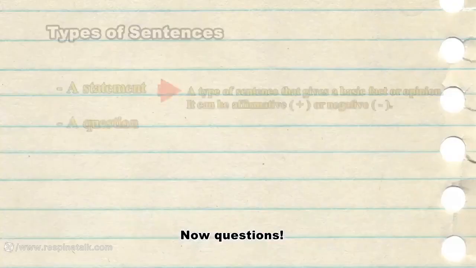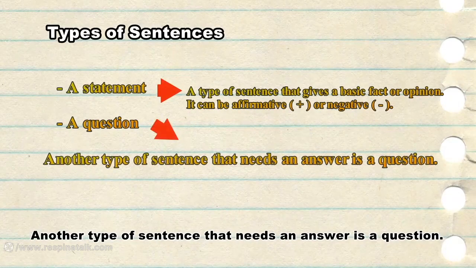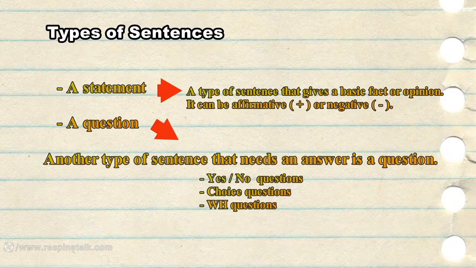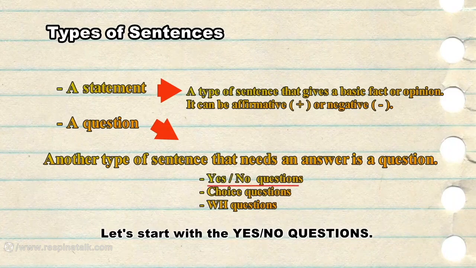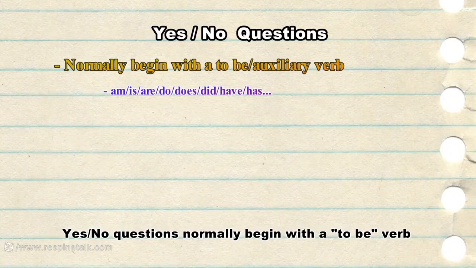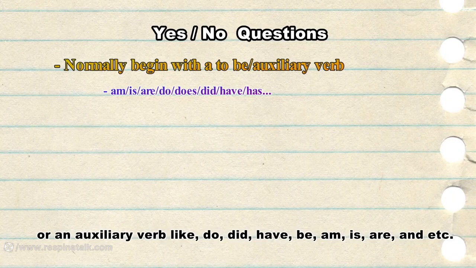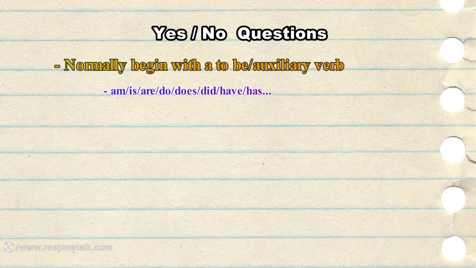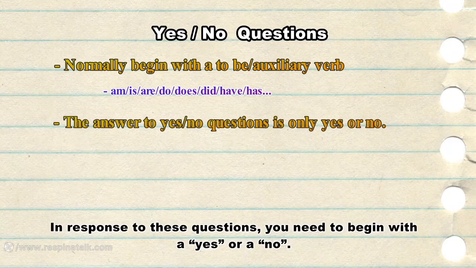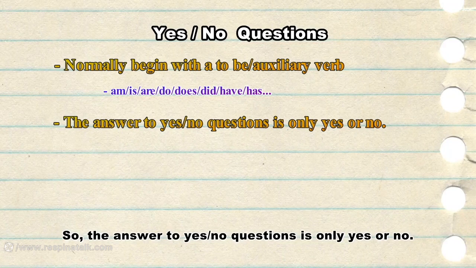Now, questions. Another type of sentence that needs an answer is a question. There are yes-no questions, choice questions, and WH questions. Let's start with the yes-no questions first. Yes-no questions normally begin with a to-be verb or an auxiliary verb like do, did, have, be, am, is, are, and so on. Now, in response to these questions, you need to begin with a yes or a no. So the answer to yes-no questions is only yes or no.